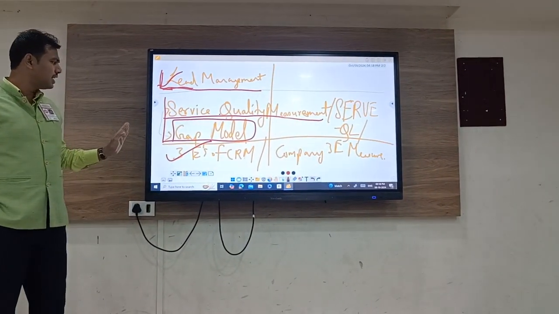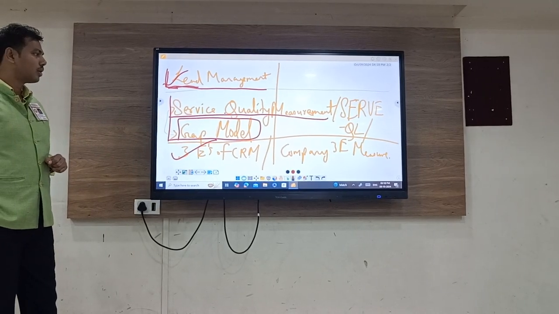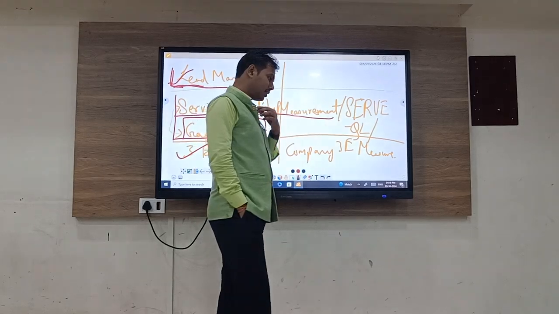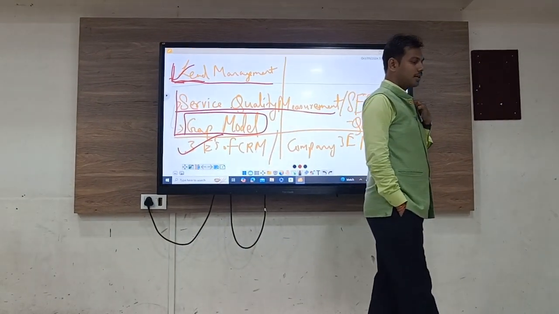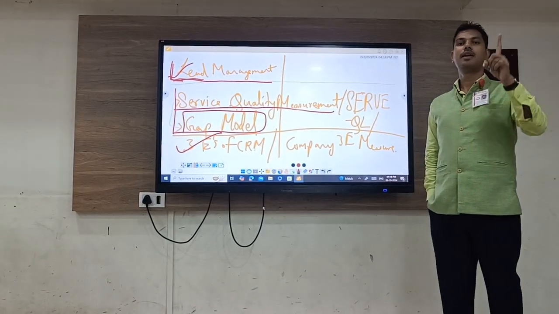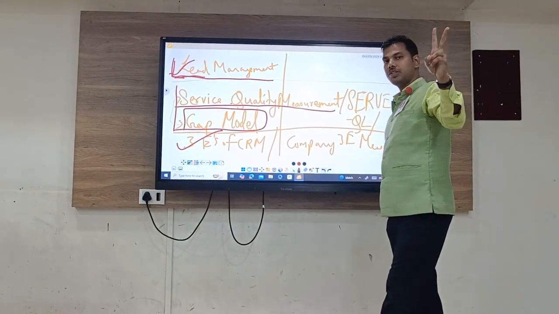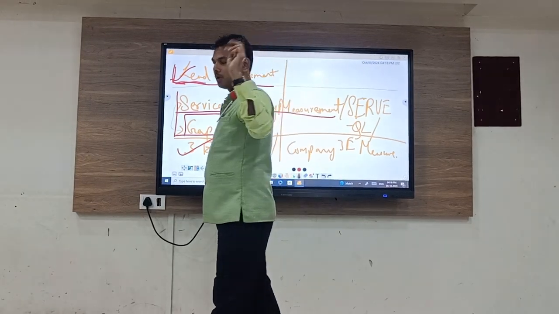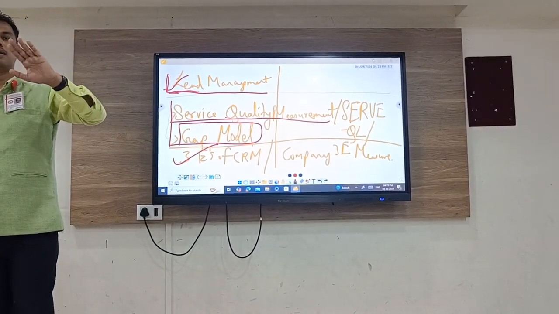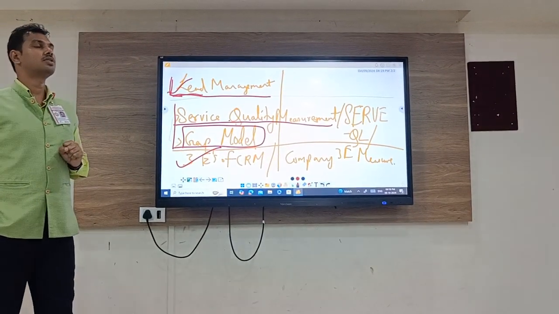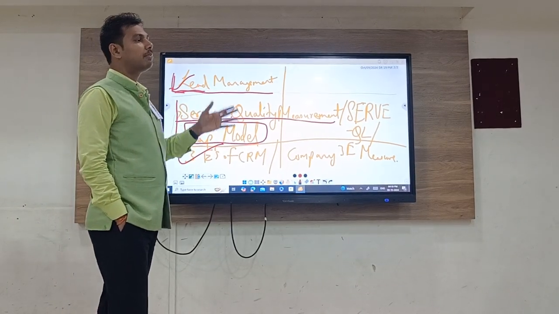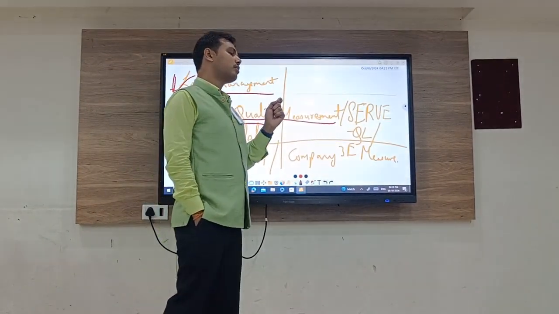Now what is 3 E's of CRM? What is company 3 E's measure? What exactly is it? Let us try to understand. CRM manager says that there are 3 E's that you need to focus: effectiveness, efficiency and employee chain. Agar is 3 E pe focus kiya, good. Nahi kiya, to problem. What is efficiency? When you use the product to its optimum level, then that leads to efficiency.